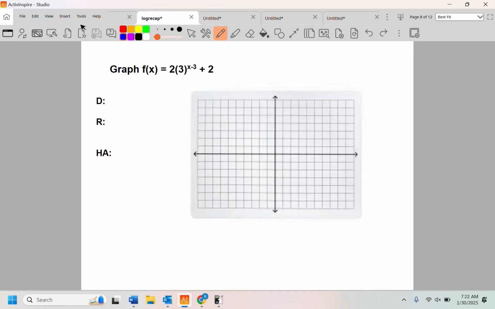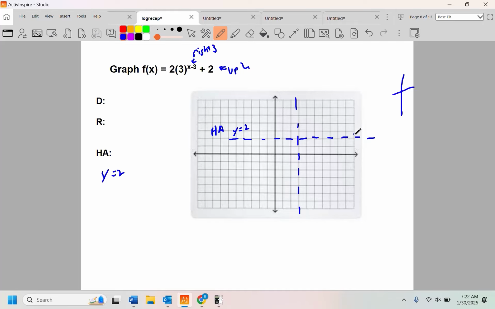All right, graphing. That's always fun. We have a right 3, and we have an up 2. This is your horizontal asymptote. It is at y equals 2.